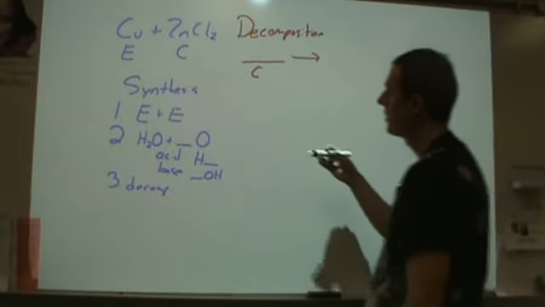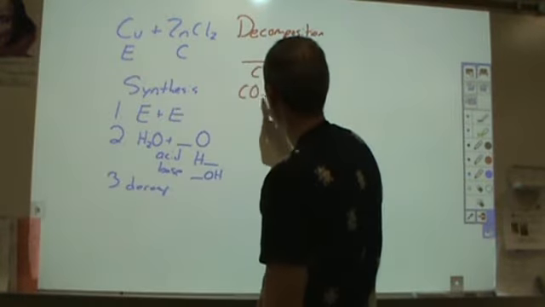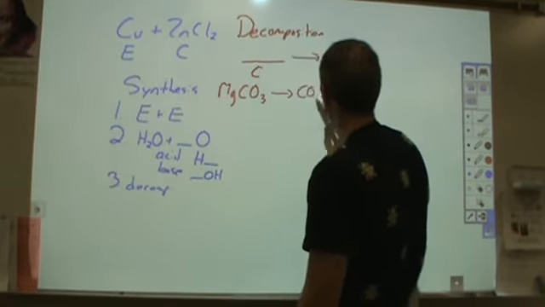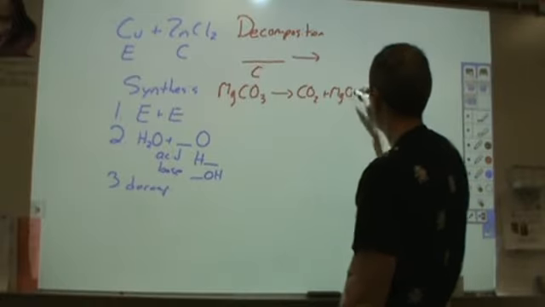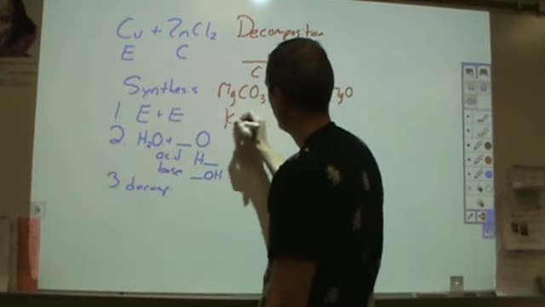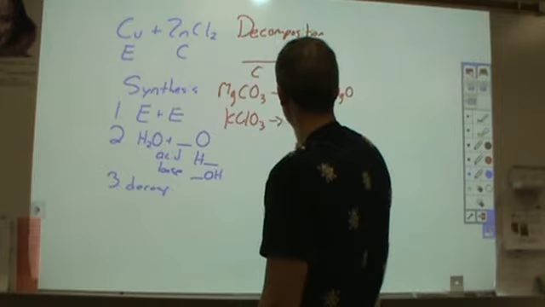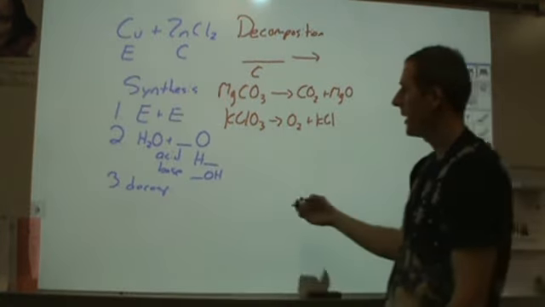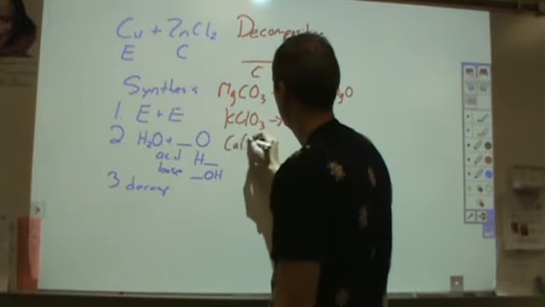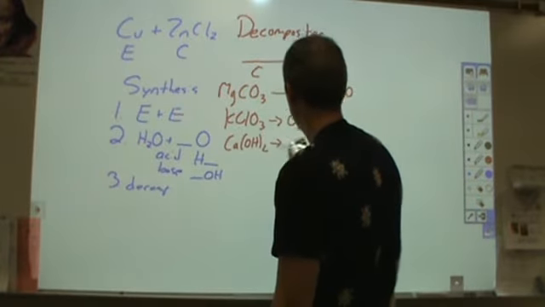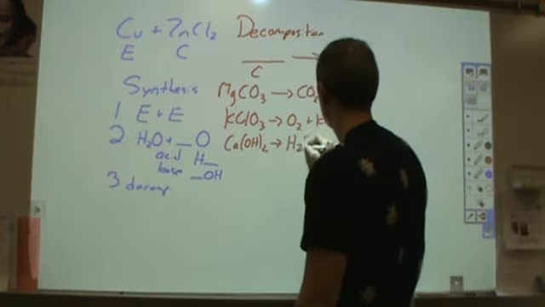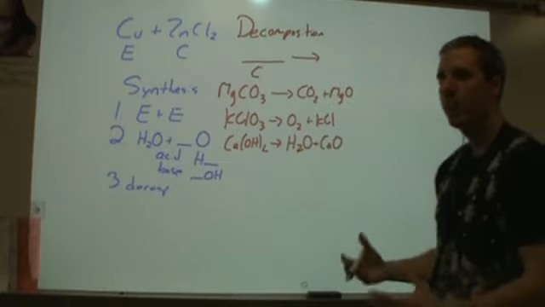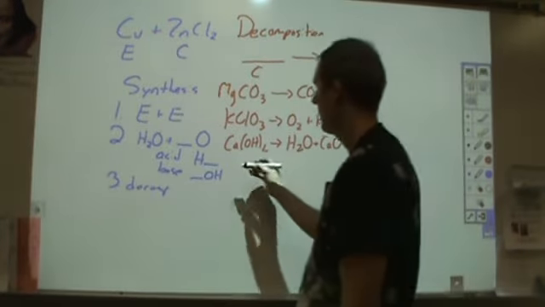So for decomp, we have a whole set of rules. If you have a carbonate, like magnesium carbonate, that's going to turn into CO2 gas and the metal oxide. If you have a chlorate, that's going to become oxygen gas and the metal chloride. If you have a hydroxide, that's going to become steam and the metal oxide.